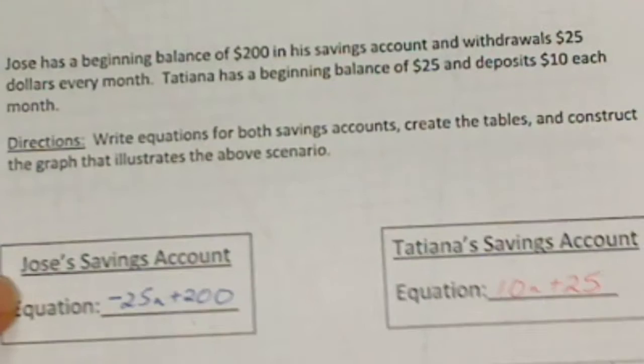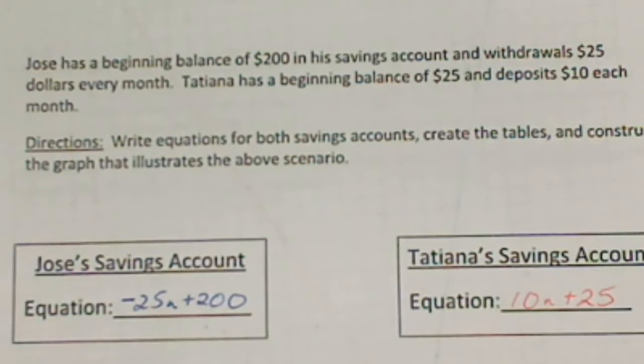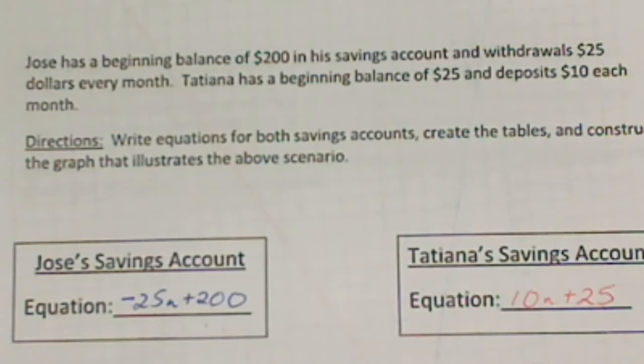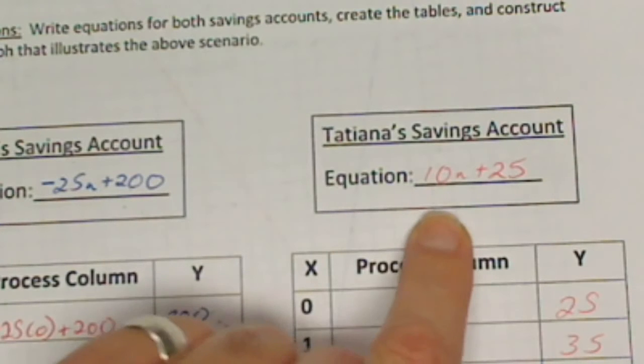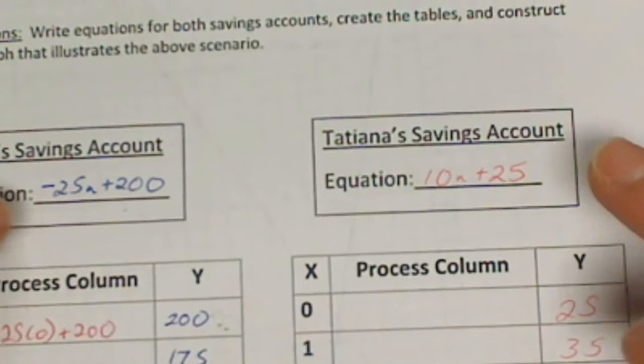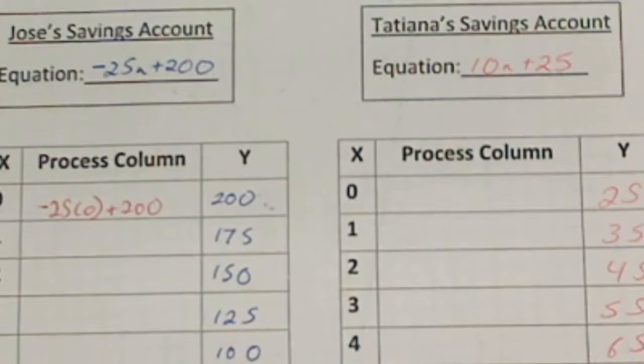Then down here it says Tatiana has a beginning balance of $25. That's the y-intercept. That's your starting point, and then deposits $10 each day. So if you look at the equation, it's starting with $25 and then adding $10 each day. So from these two equations, I've already gone in and filled in a table.